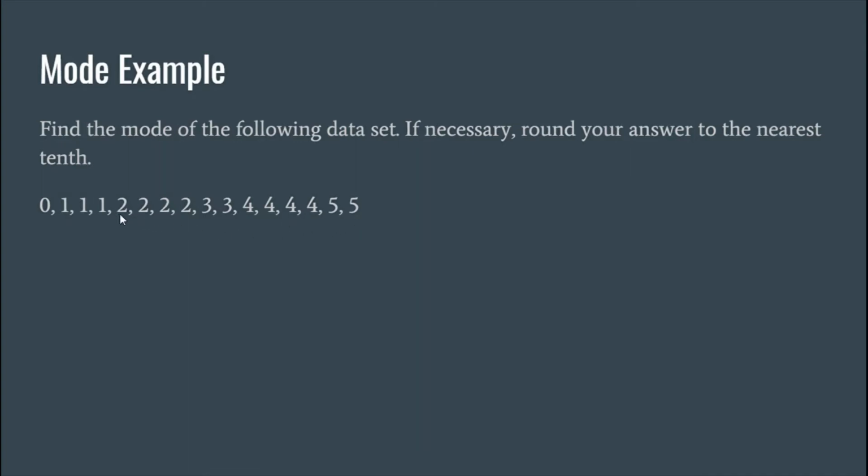So 2 appears 4 times, 4 appears 4 times. They appear the same amount of times, so this one will have 2 answers, 2 and 4, because they appear the most and have the same amount of values for each.